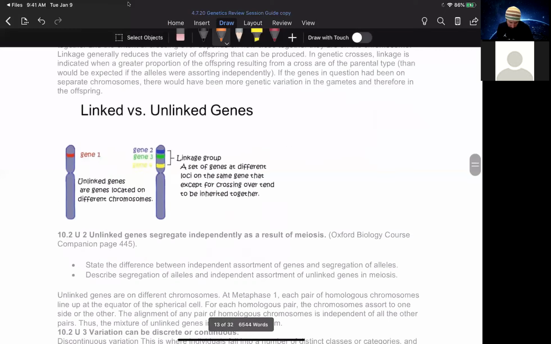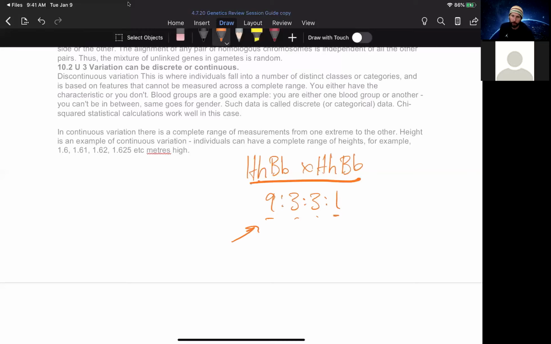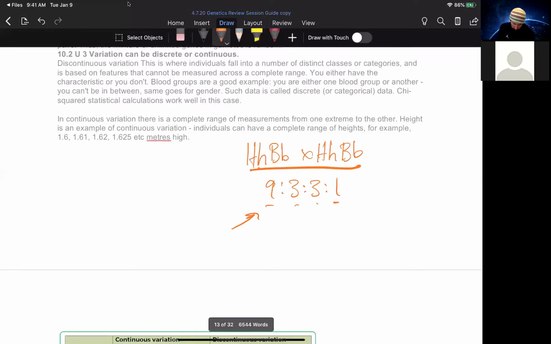Okay. But you don't have to memorize very many of those. Just realize that if they give you a question and you're looking for a proportion of offspring to be a specific way, they're either going to meet the ratios that you expect, or they're not going to meet the ratios that you expect. And if they don't meet the ratios you expect, then that's because the genes are linked. Okay. Yeah. Got it.